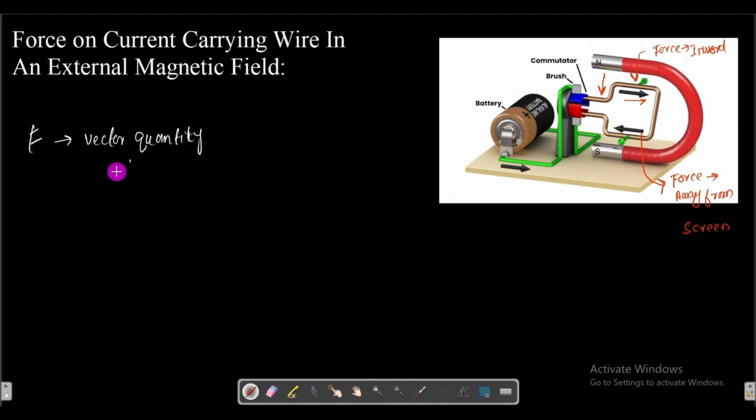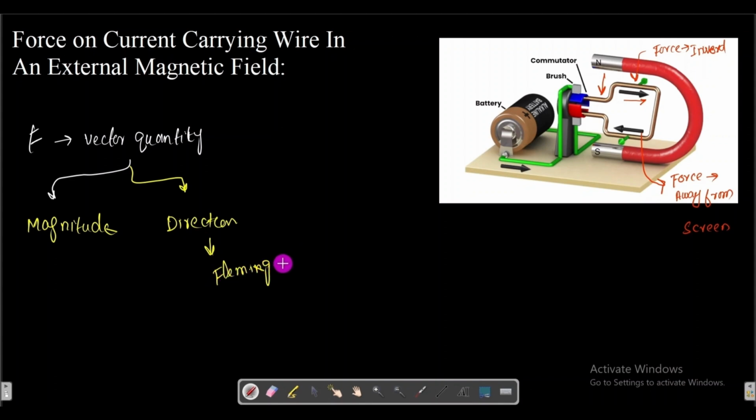As a vector quantity, it will have magnitude, and also it will have direction. The direction of this force is given by Fleming's left hand rule.